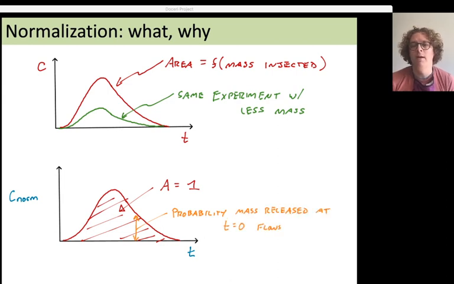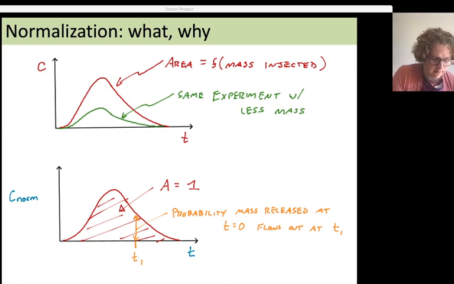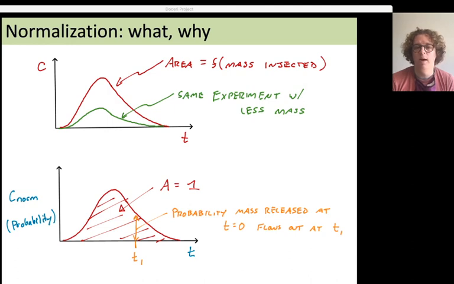So we turn it from a time series of concentrations into a normalized time series, and this y-axis on the normalized time series actually represents the probability. And you can see I've written in orange there, the height of this normalized curve at any location represents the probability that mass released at time 0 when you injected leaves at time t1, for example. So what we're doing is turning our data from a concentration time series actually into a probability distribution, or a probability density function, or a PDF, people like to call these. So let me show you how.